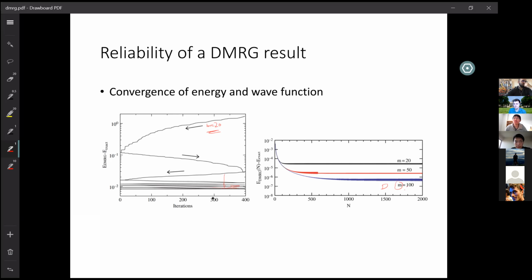When I'm looking at this plot on the right, I notice that at M equals 50 there's this weird feature, maybe it's just an artifact of the plot. Sometimes there is some oscillation that can happen, because you don't always reduce the energy. Every time you mess up the state a little bit by doing the truncation. So that doesn't necessarily always bring the energy down.